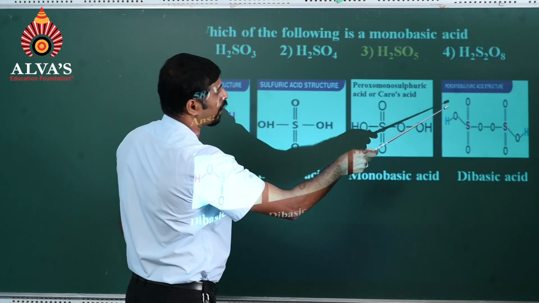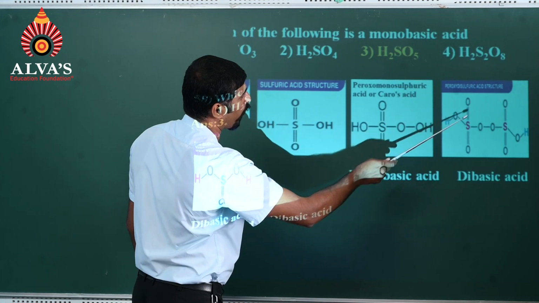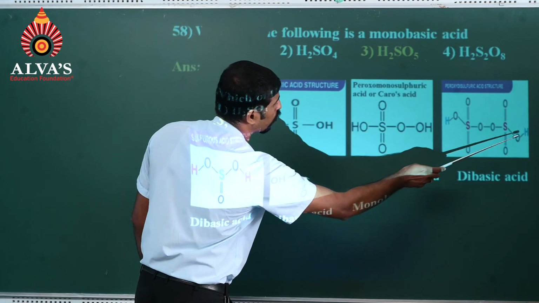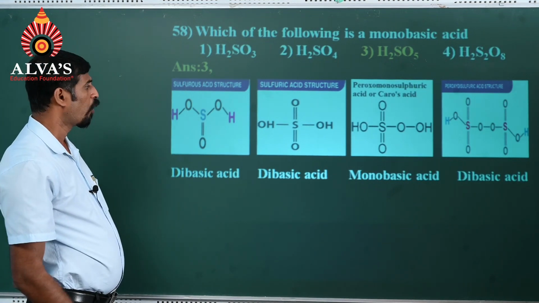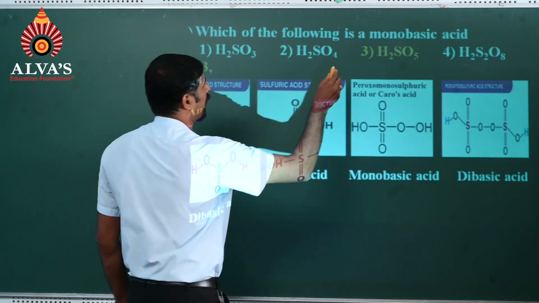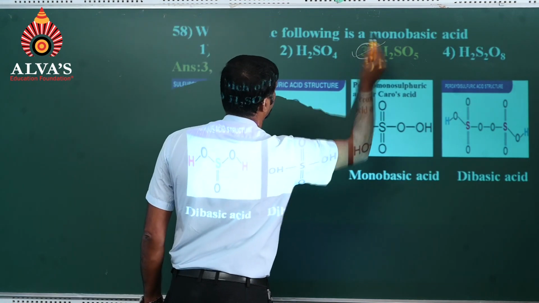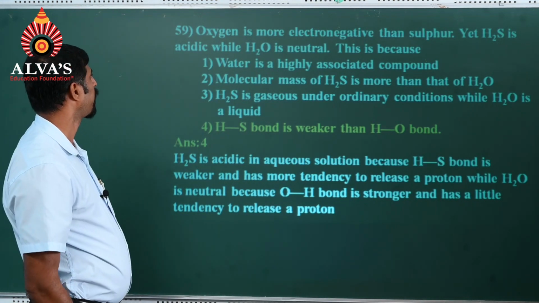And in Marshall's acid or peroxydisulfuric acid, that is H2S2O8, 2 replaceable hydrogen atoms are present, that's why it is also dibasic. Only the third option is monobasic, hence option third is the right answer. Next we'll move on to question number 59.